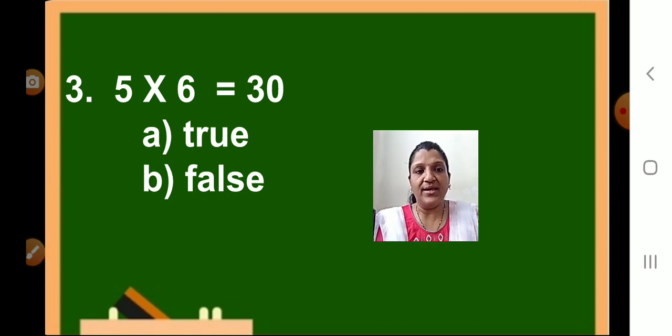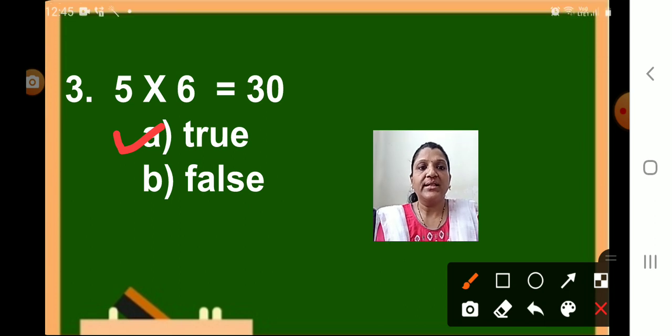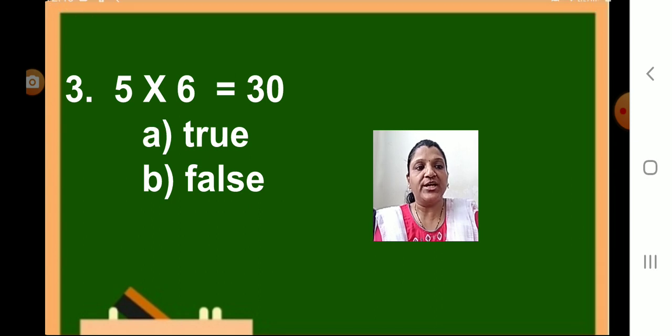Question number 3. Here again it is from the table of 5. Now 5 6s are 30. It is given. Now is this correct? Is it 5 6s are 30? Yes. If you have learned the tables properly, you will get the correct answer. 5 6s are 30. It is correct. So we will click on option A, true. This sum is correct. Let's move to the next question.